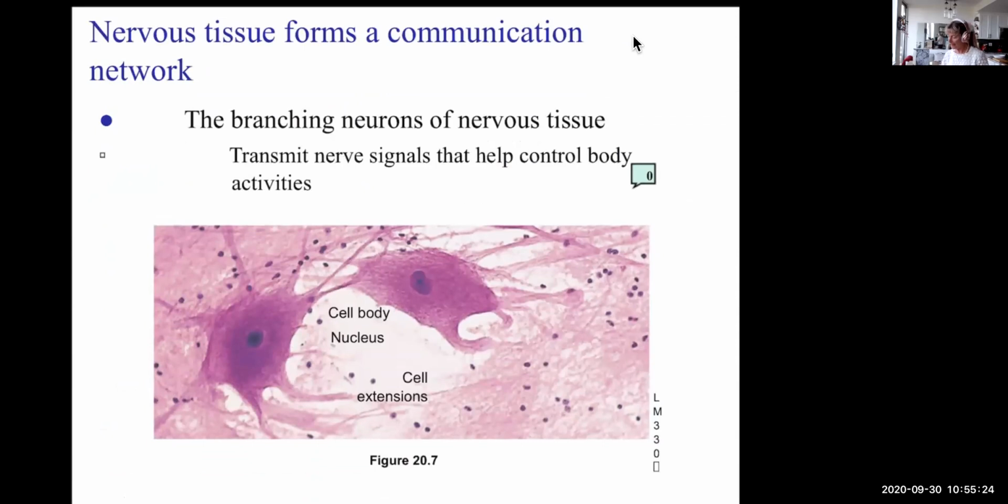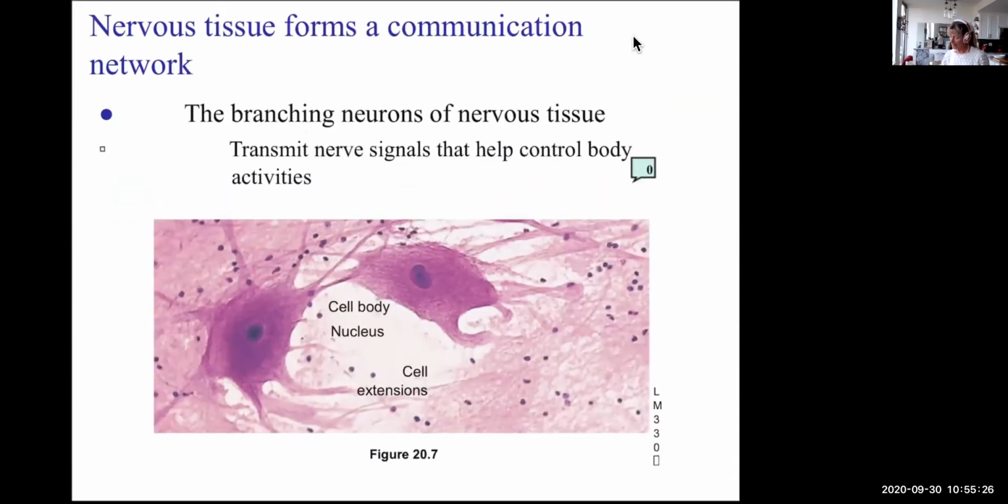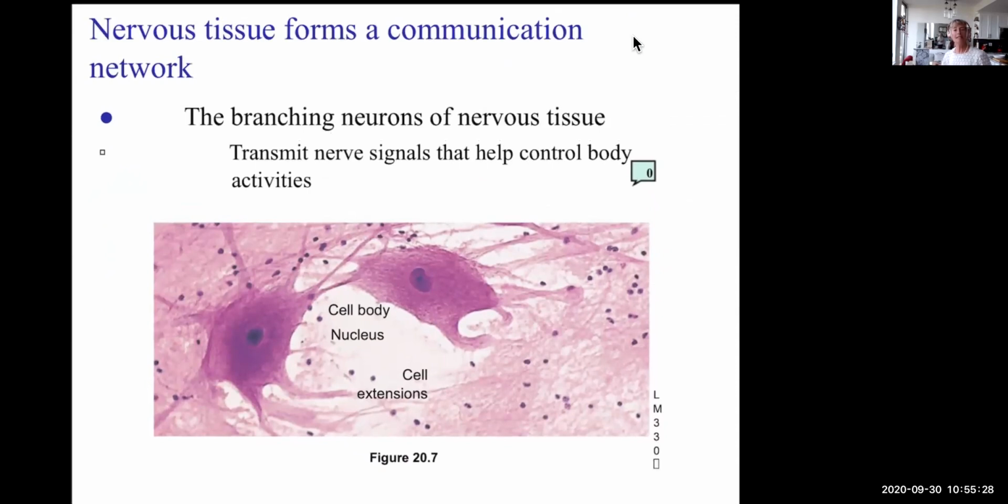And the last tissue I'd like to talk about is nervous tissue. And since we're looking at the nervous system, I don't really need to go into too much detail because we will be looking at it again in very great detail. However, it does have a different function from all the other tissues we looked at so far, which is to be a communication network.